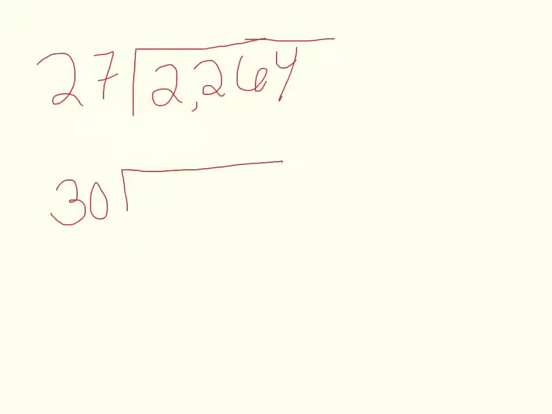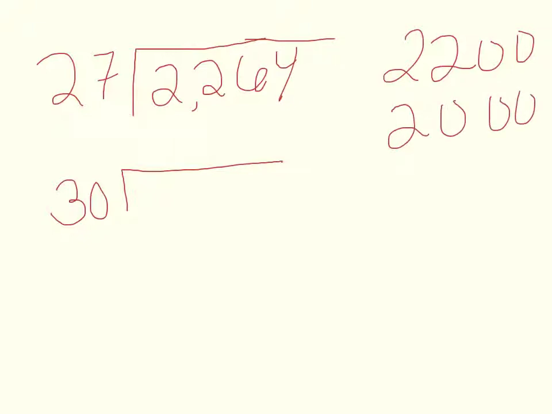Now we need to round or estimate 2,264. And we can go with 2,200 or 2,000. Which number is more compatible? Go ahead, tell us, JT. Oh, JT. So close. Let's go with 2,200. That's an easier number.